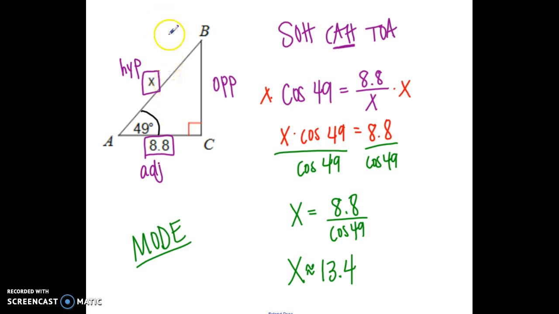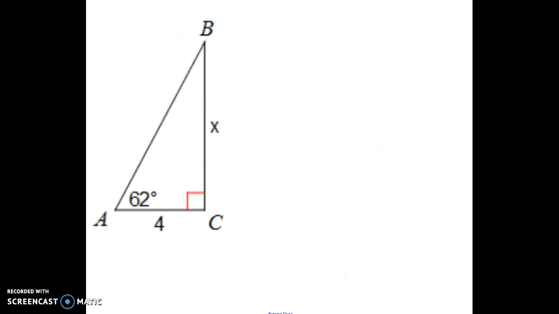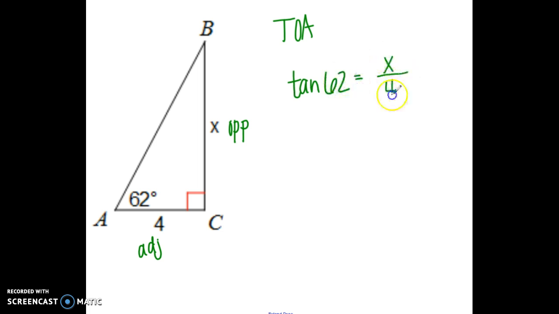So if you feel comfortable with this, you can pause the video, try some on your own, or if you want a little bit more work with it, I'm going to do 2 more examples, so totally up to you what you need. The next one, here's our 62 degrees. This side over here is the opposite, and the side where the 4 is the adjacent. So we know that tangent, for TOA, tangent is opposite over adjacent. So we would say that the tangent of our 62 degrees equals x over 4.